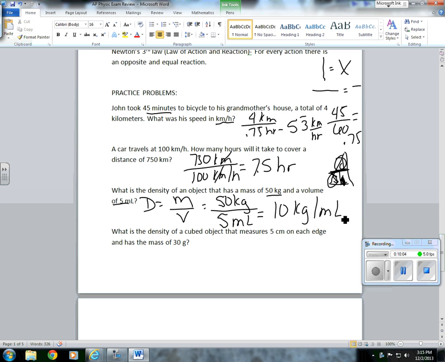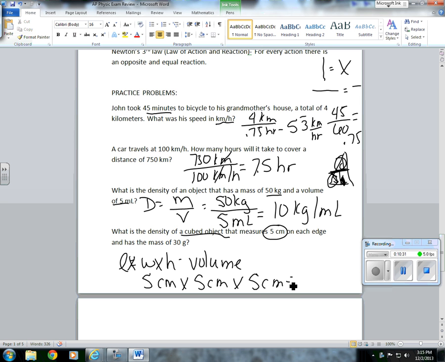The other way we can find density is if we're not given volume. Because remember, we can find the volume of a cubed object by length times width times height. So this is a two-step problem. You have to find volume first, and then you can find density. So because it is a cubed object, we hope that all the sides are 5. So it's 5 centimeters times 5 centimeters times 5 centimeters. And if you do that, or 5 to the third power, it is 125 centimeters cubed.